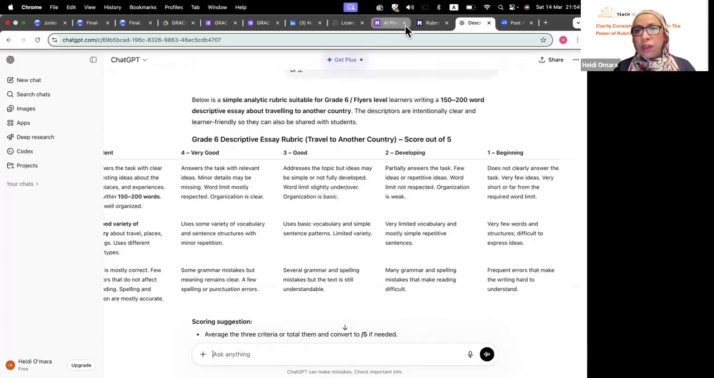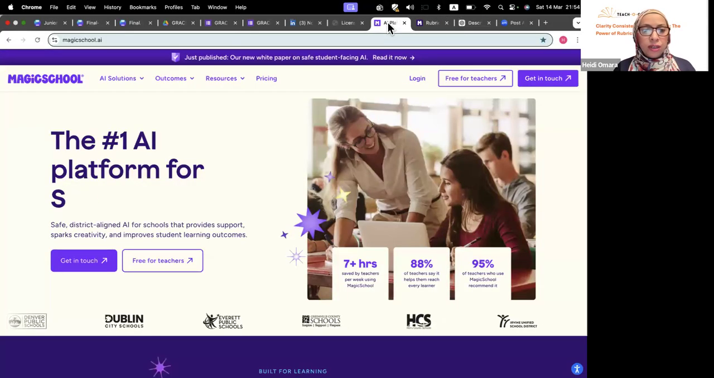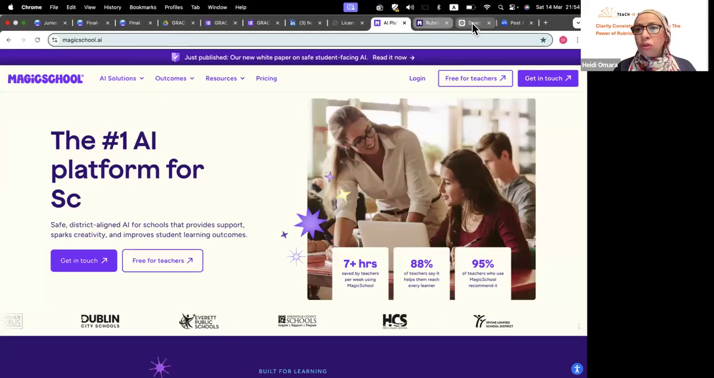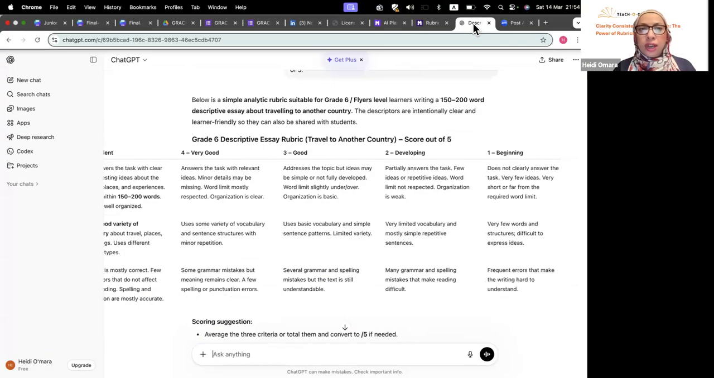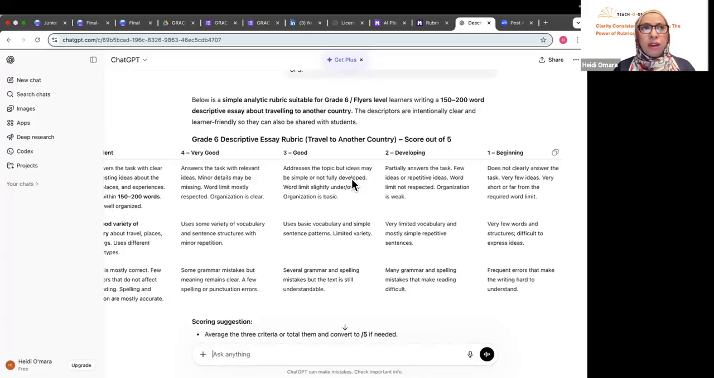You could do it with this application, which is the Magic School, or you can do it with the ChatGPT thing or Gemini or whatever. You have more than one way of doing it.